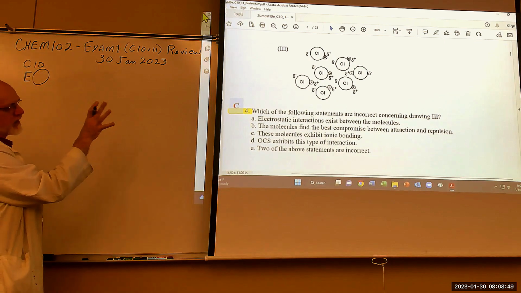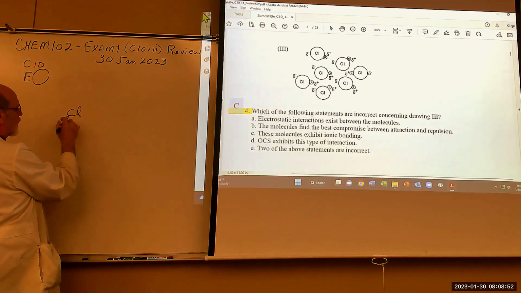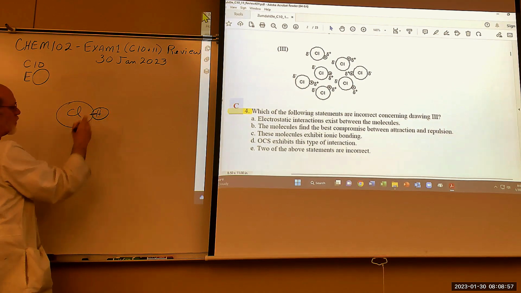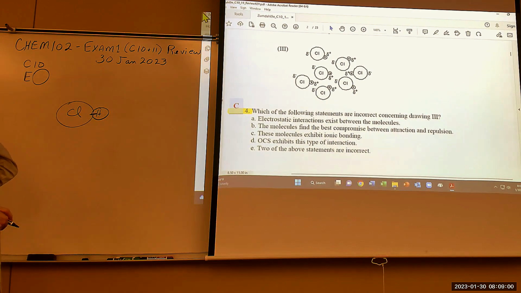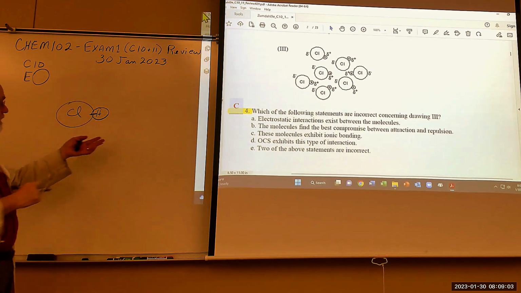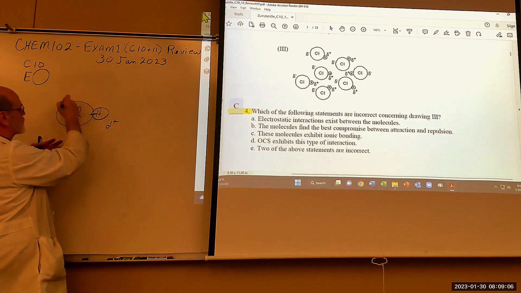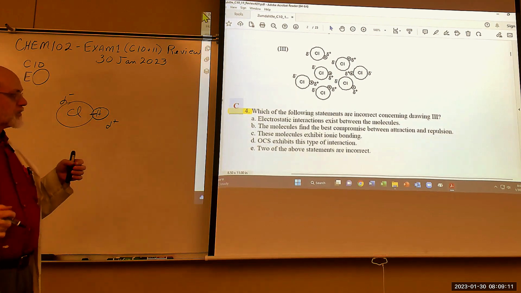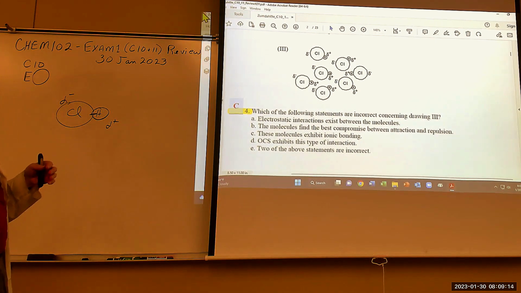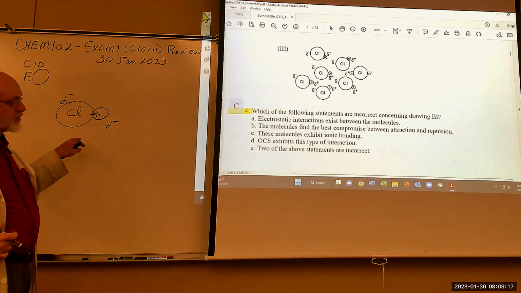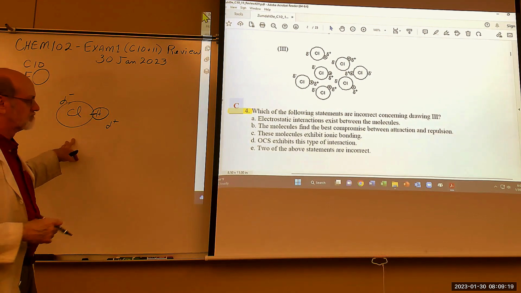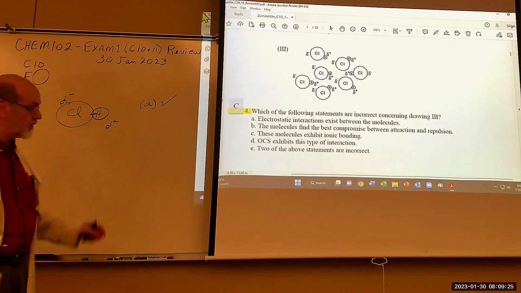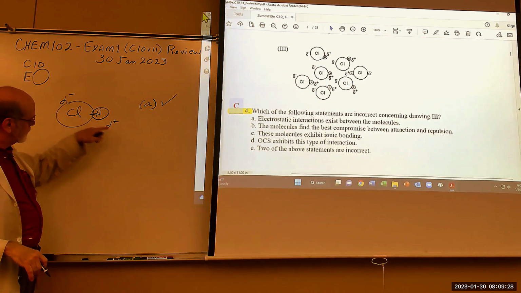Well, the way it's represented, we've got a chlorine and a hydrogen. That's a covalent bond. The way it's represented, right? And this one's going to be slightly positive, and this one's going to be negative. Okay. So, which of the following statements are incorrect concerning 3? That means we got to look at all of them. Electrostatic interactions exist between the molecules. A.